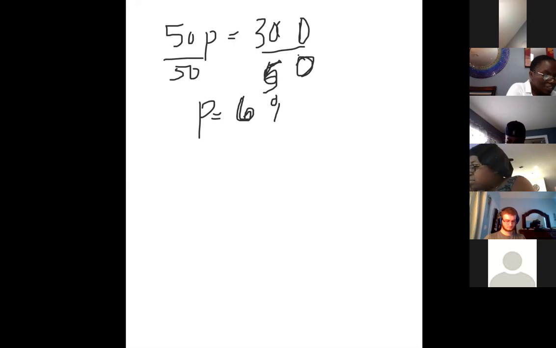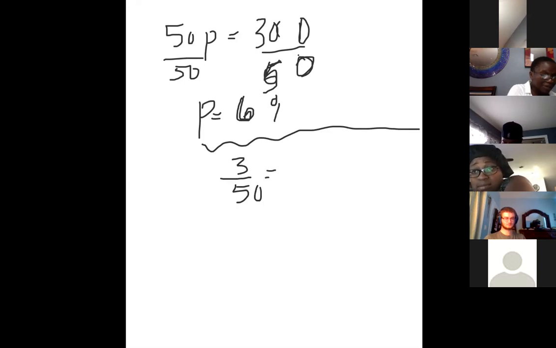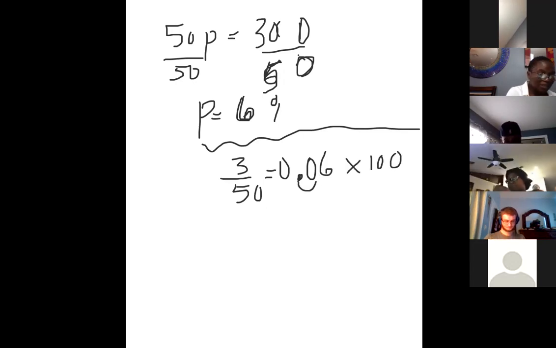Now, additionally, some of you could have done this. You could have just done 3 divided by 50 on your calculators. You would have gotten 0.06. And with that 0.06, all you have to do is convert it to a percent. To convert it to a percent, you could multiply it by 100, or just take the decimal and move it over 2 places to the right. So that would have given you 6%.